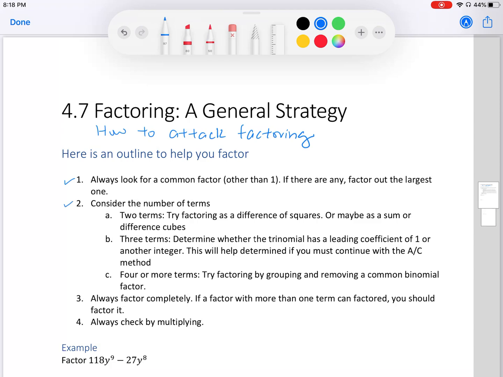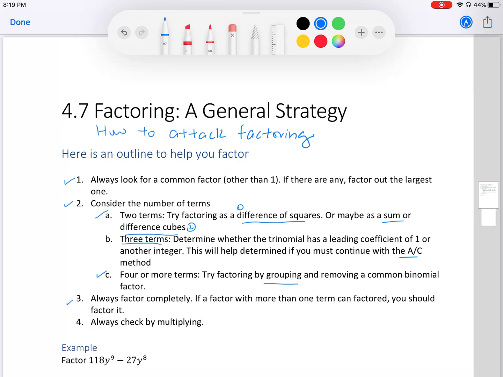Next, the number of terms you have is a big indicator as to how you will proceed. If there's two terms, you can try differences of squares, or you can try a sum or difference of cubes. If there's three terms, a trinomial, determine if the trinomial has a coefficient of 1 or another integer. If it's not 1, then you continue with the AC method if possible. If there's four terms in the polynomial, then you can try by grouping or removing a common binomial factor.